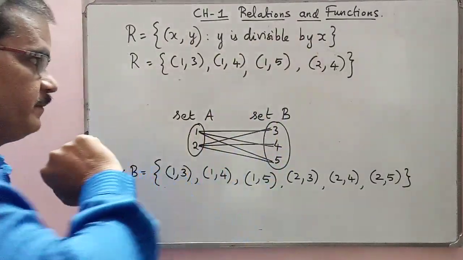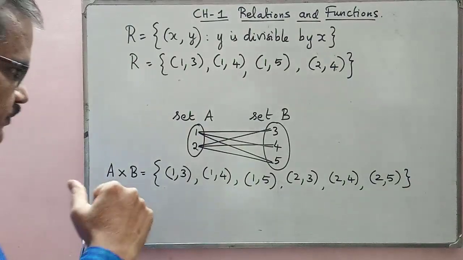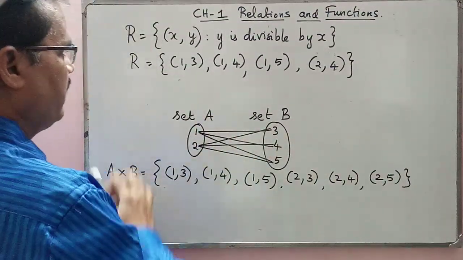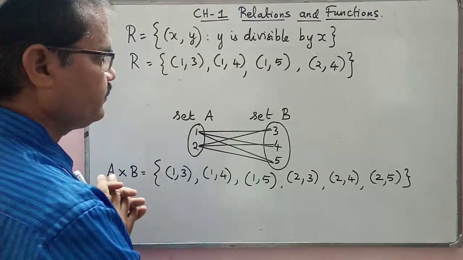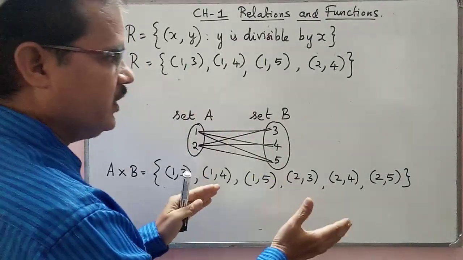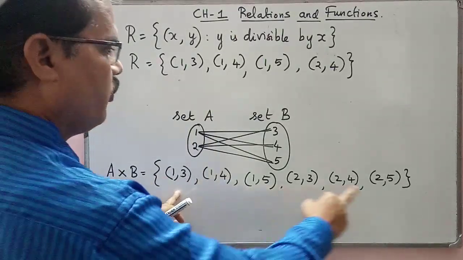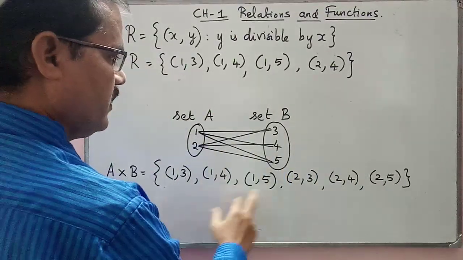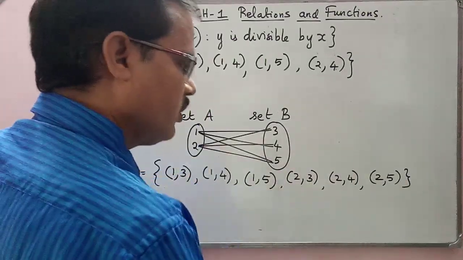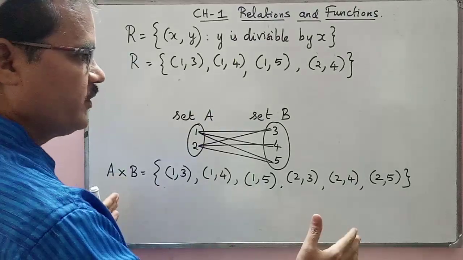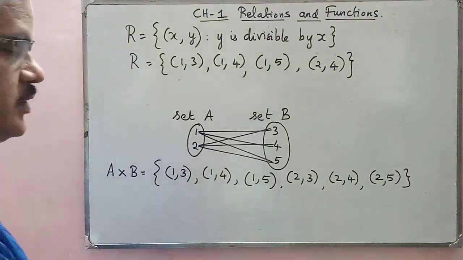From this we can understand that the Cartesian product is the set of all possible ordered pairs, whereas the relation R is a subset of the Cartesian product. Can you understand? Because you have taken 4 ordered pairs from this one, leaving out (2, 3) and (2, 5). So a relation can be called a subset of the Cartesian product. That you should understand, children.